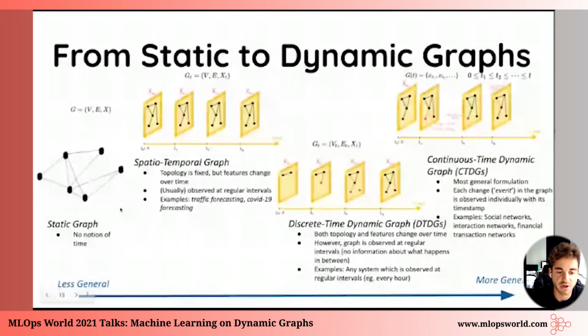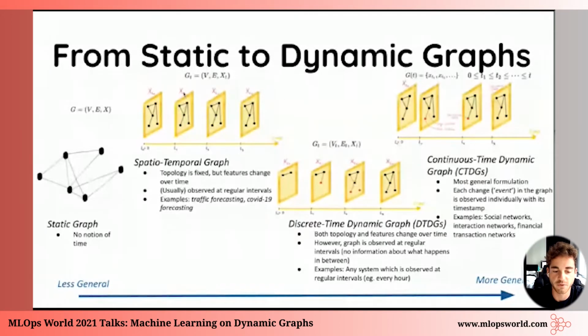The slightly more general formulation is usually called spatial temporal graphs, where the topology of the graph is fixed. So we have no new nodes or new edges, so the graph stays the same. But the features change over time, and usually we observe them at regular intervals. So you say every hour, we observe new features for our graph, meaning new features for all the nodes.